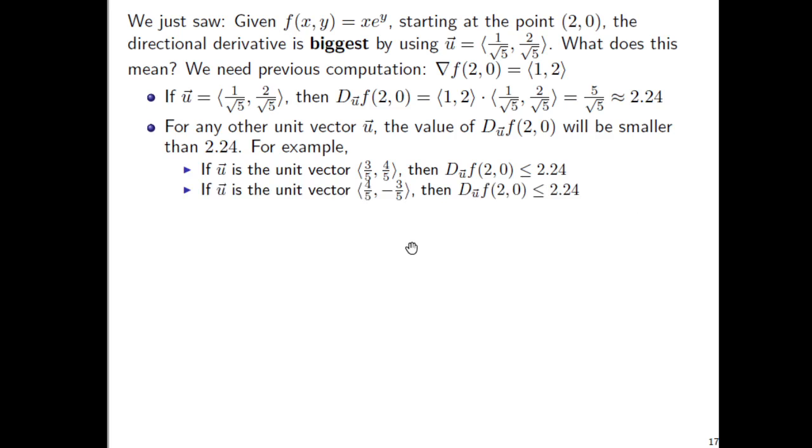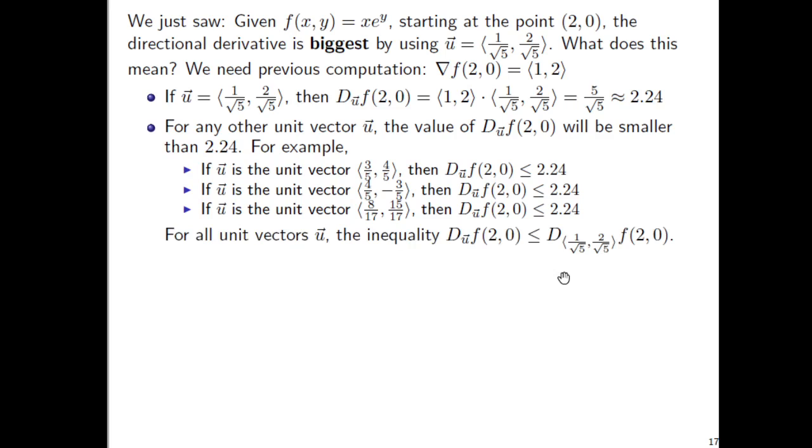If you took another unit vector and you computed the directional derivative, it's got to be less than 2.24. If you took the unit vector (8/17, 15/17), that also is a vector of length 1, and you compute the directional derivative using that for u, then you again have to get a directional derivative less than 2.24, right? So what I'm saying is that no matter what unit vector you pick, this inequality here has to be true.